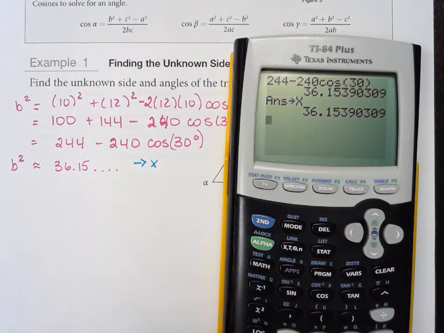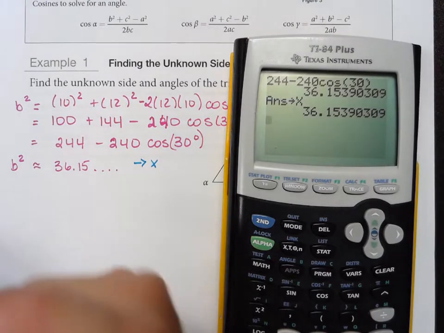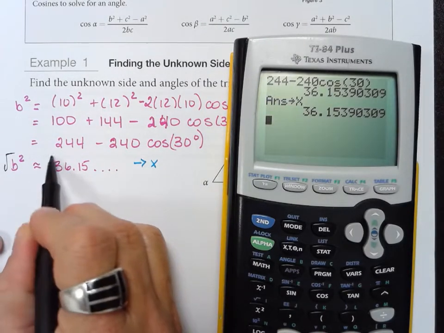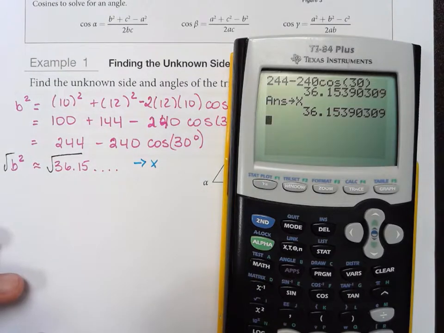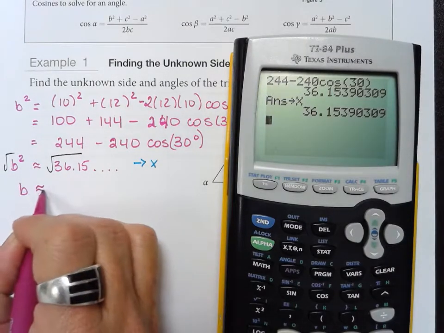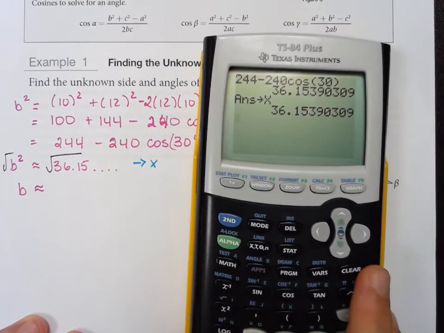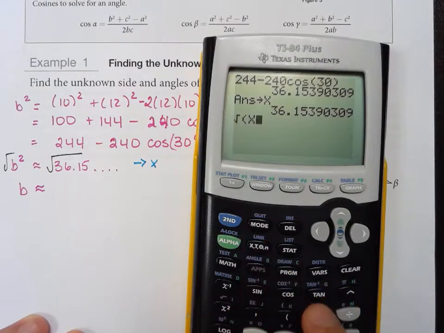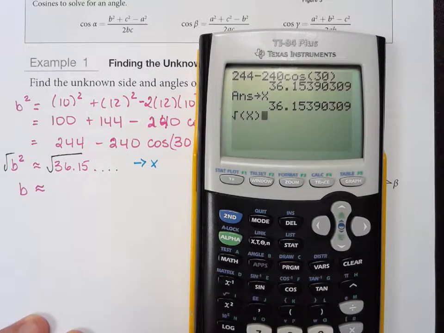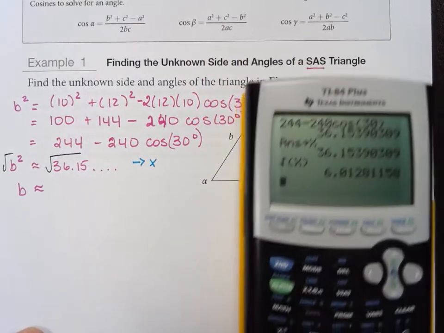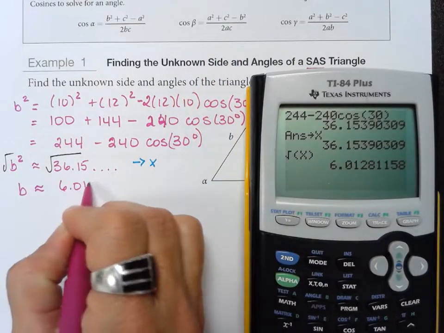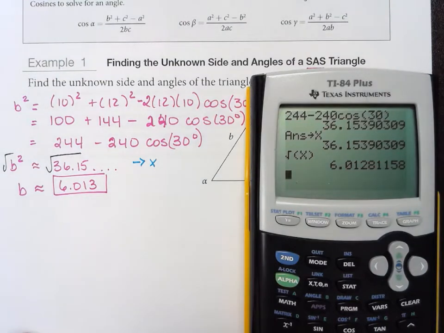So that means if I take the square root of both sides, I do get plus or minus, but we're talking about the side of a triangle, so we don't need negative. We take the square root of both sides, so b will be approximately equal to what? Well, it's going to be the square root of x, because I stored that in the letter x. So I get approximately 6.013. So that's going to be side B.